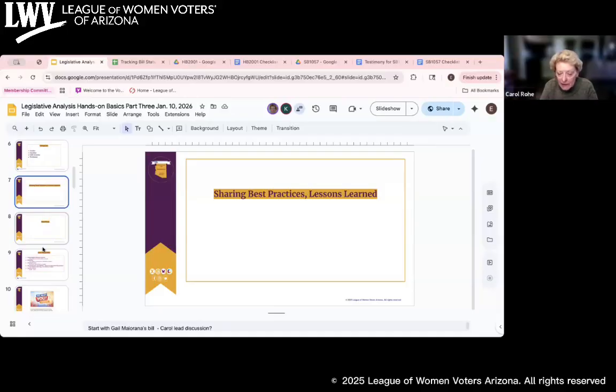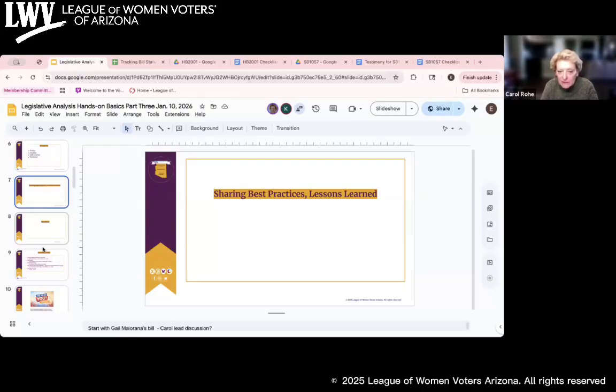Oh, that's a good point. There's one that says we're just watching, and we don't want to waste our time on those because we don't have a position, like moving the primary. That's one of the bills. The league doesn't have a position on whether to move it or not, so we're just watching on that one.